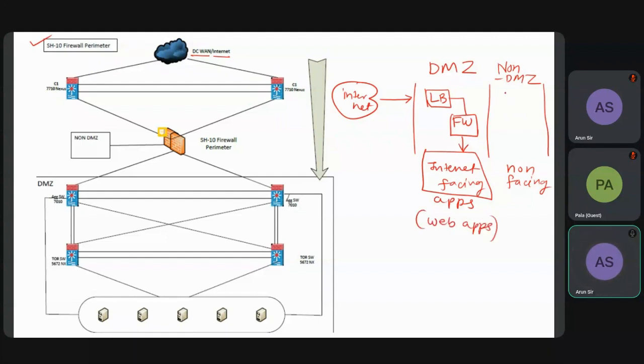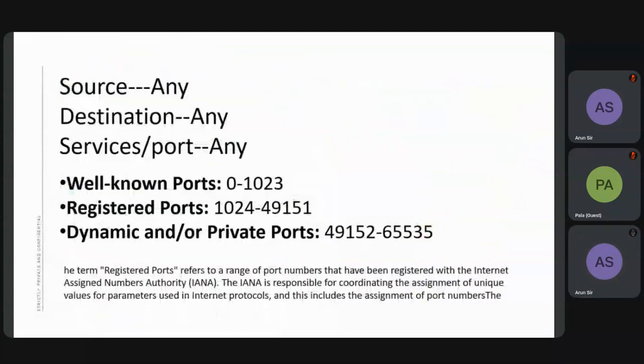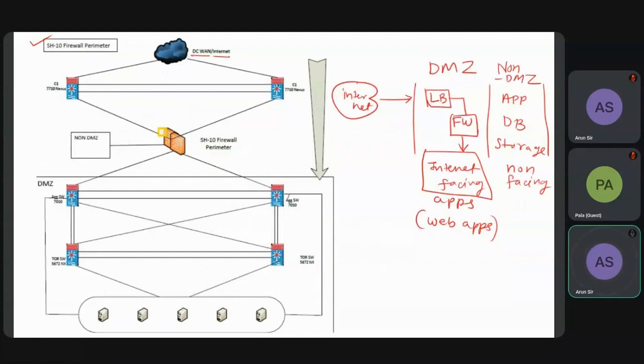And what is in the non-DMZ? In the non-DMZ, we have applications. We can have a database server. We can have any other storage. All these are non-DMZ. So we have to make sure the internet is not exposed to this. Why? Because these are the backend services which may be required by this web access.